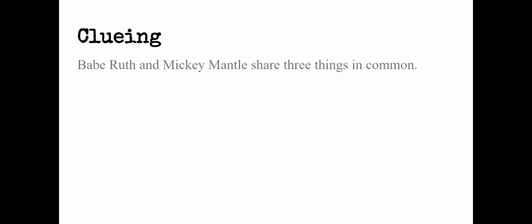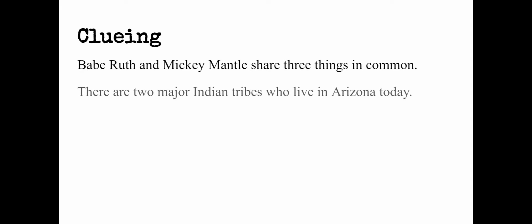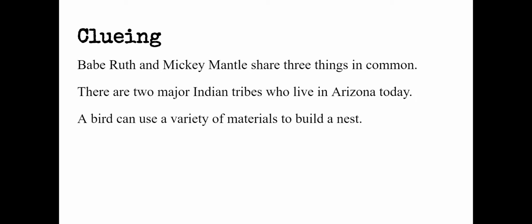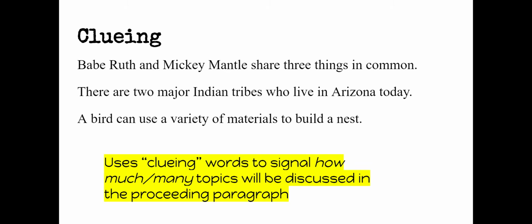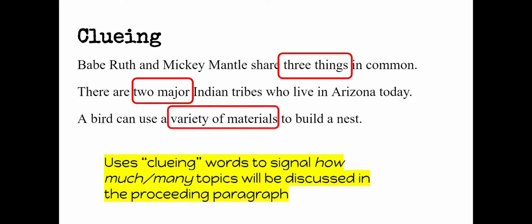Cluing. Babe Ruth and Mickey Mantle share 3 things in common. There are 2 major Indian tribes who live in Arizona today. A bird can use a variety of materials to build a nest. This type uses cluing words to signal how much or how many topics will be discussed in the preceding paragraph. So in the first example, 3 things is my cluing phrase. In the second example, 2 major is my cluing phrase, and variety of materials is my cluing phrase.